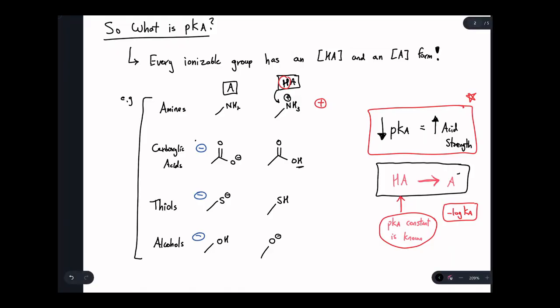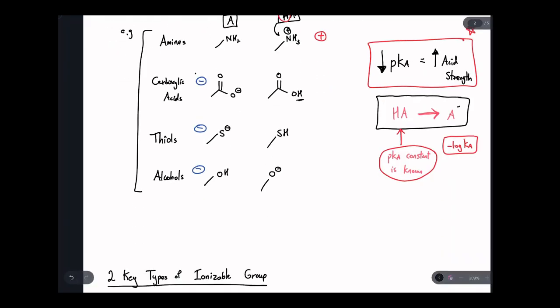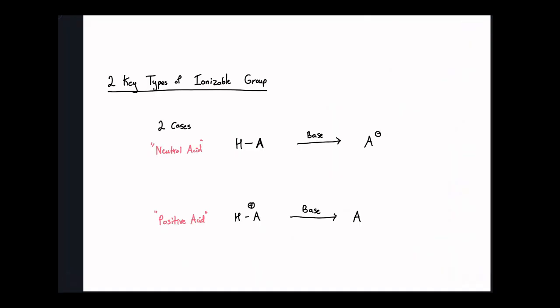So with that overview covered, I kind of mentioned this already. There are 2 kinds of ionizable groups. The neutral acid is an acid that is neutral in its HA form. So for example, the carboxylic acid, when you take away its hydrogen, it turns negative. But at the end of the day, it's still an HA and an A form. I want you to really keep that in mind.